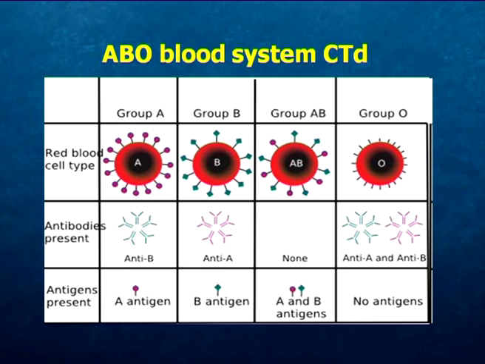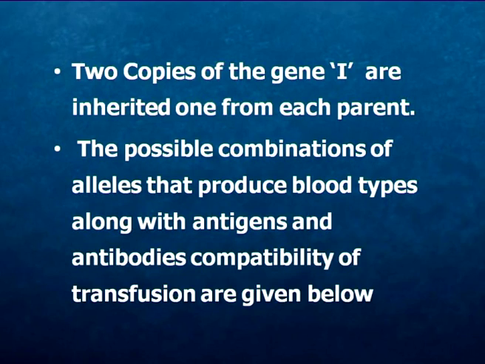Now this is a beautiful illustration, which is self-explanatory if you study it closely. Here 2 copies of the gene I are inherited, one from the male parent and another from the female parent. Now the possible combinations of alleles that produce blood types, along with antigens and antibodies and compatibility of transfusions, are given below.